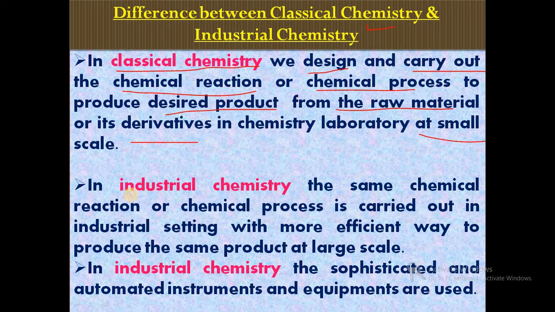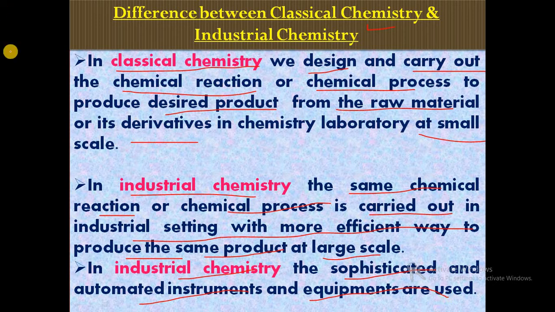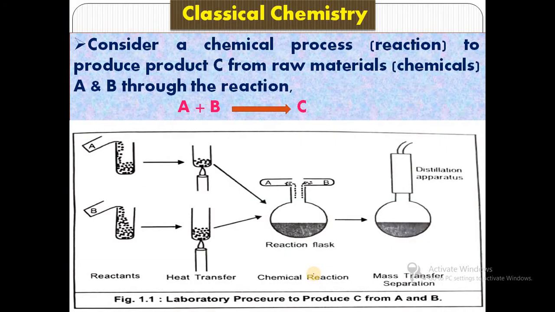But in industrial chemistry, the same chemical reaction or chemical process is carried out in an industrial setting, in a more efficient way, to produce the same product at large scale. Large scale production is carried out at industrial level. So this is called industrial chemistry. In industrial chemistry, sophisticated and automated instruments and equipment are used. That is, automatic machinery is used, and monitoring takes place using computer technology. So this is the main difference between classical chemistry and industrial chemistry.